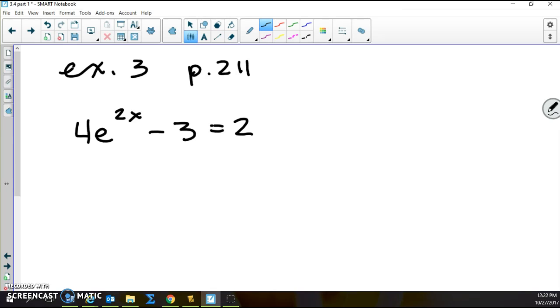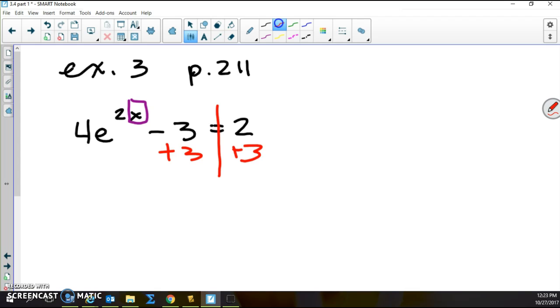It says to solve an exponential equation, and they're given to us 4 times e to the 2x minus 3 equal to 2. We're going to solve this algebraically. Of course, we're solving for this x here. And so we understand, because the base is e, we're going to have to use a natural log. So we go through our steps algebraically, isolating that x.